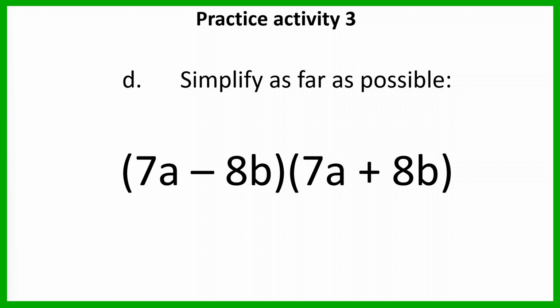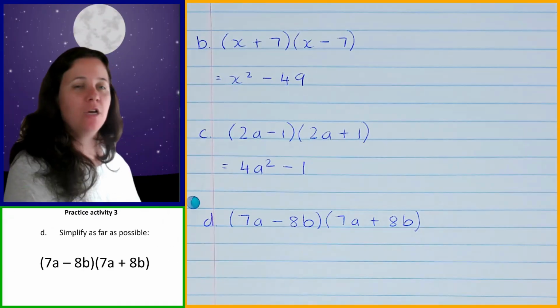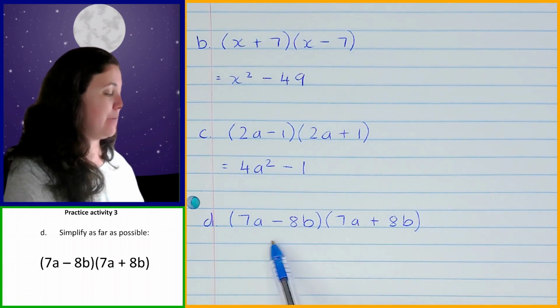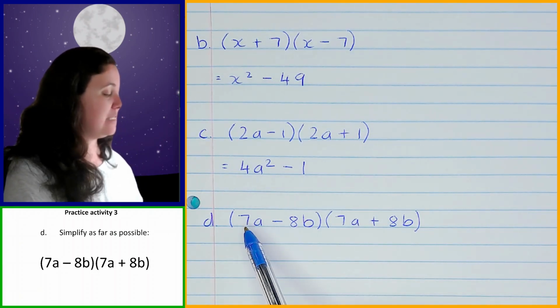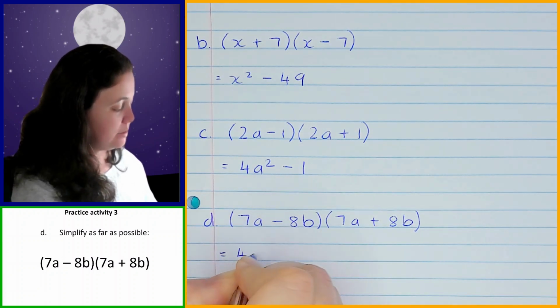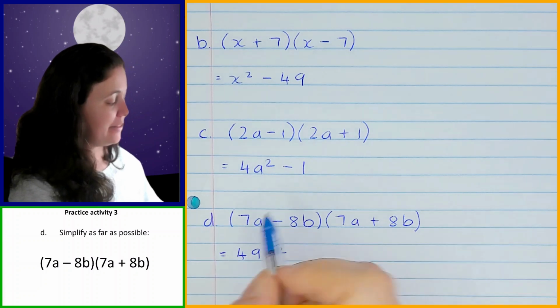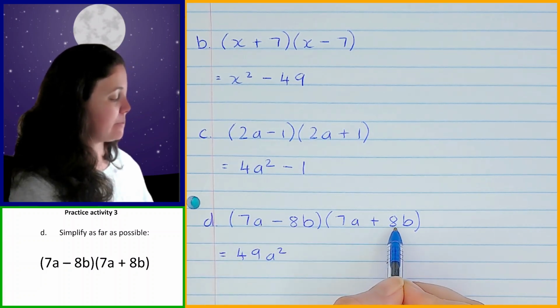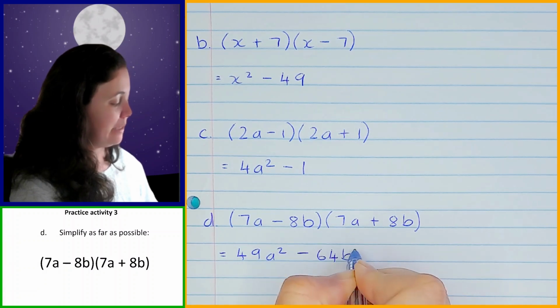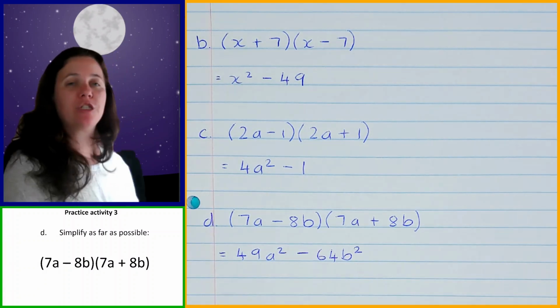Okay, so let's go through that question and see what you should have got. Over here, the two binomials are the same except for the plus and the minus, so I'm going to be using my shortcut. 7a times 7a is 49a squared, and then negative 8b times positive 8b is minus 64b squared. So that you should get for question D.